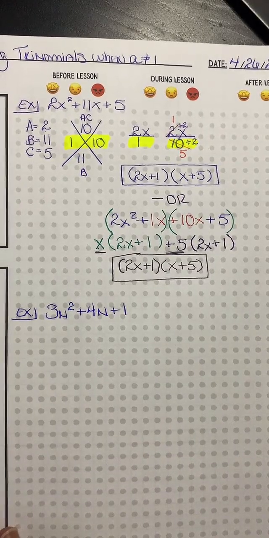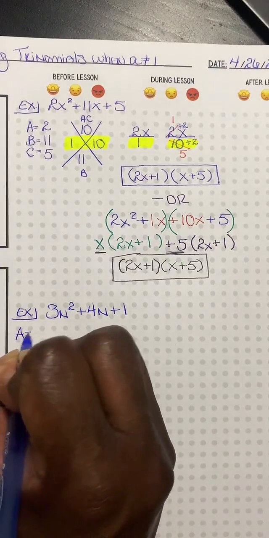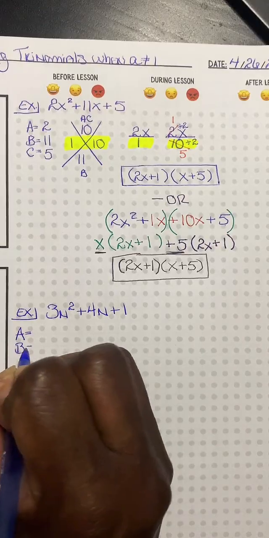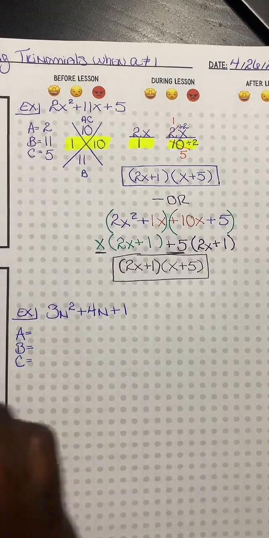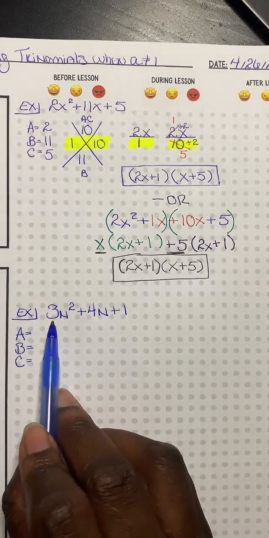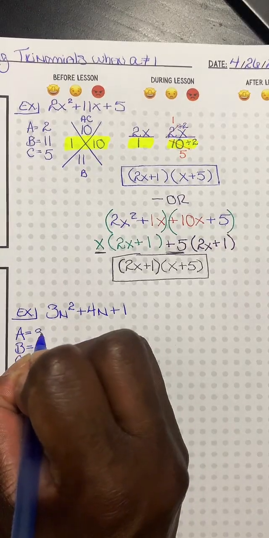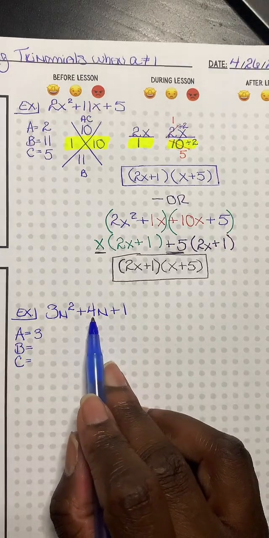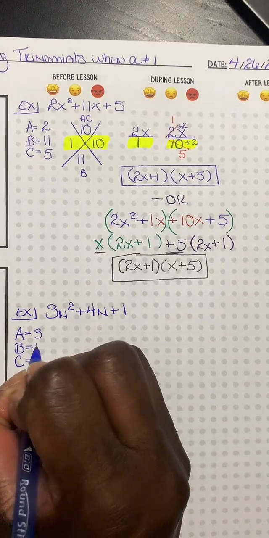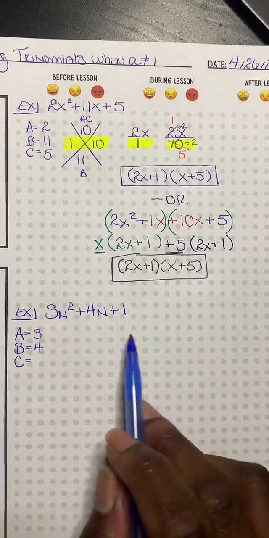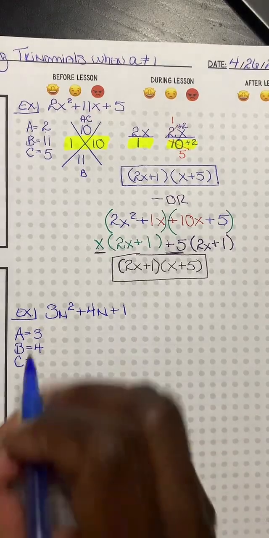First thing we need to do, tell me what my A is, what my B is, and what my C is. My A is always the coefficient in front of the n squared, so my A is going to be 3. My B is always the coefficient in front of the n, or whatever the variable is, without an exponent or with an exponent of 1. And my C is always the constant, the one that doesn't have a variable next to it.